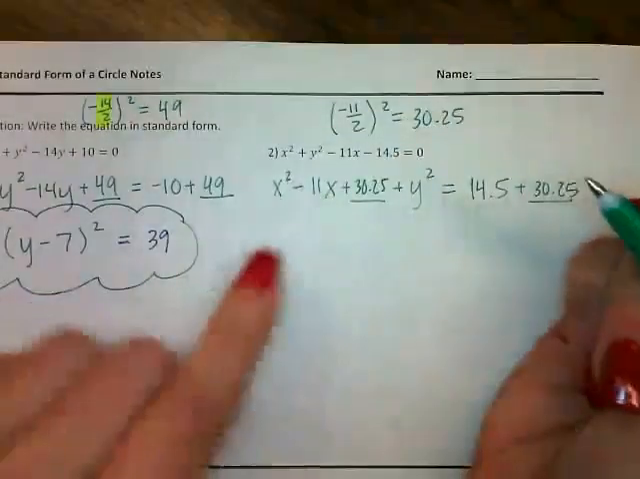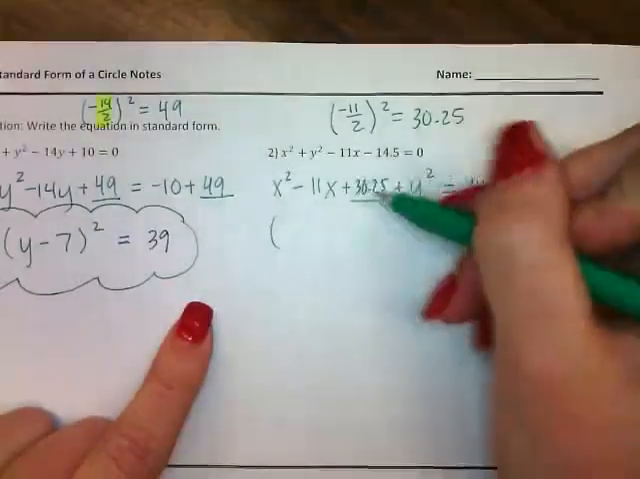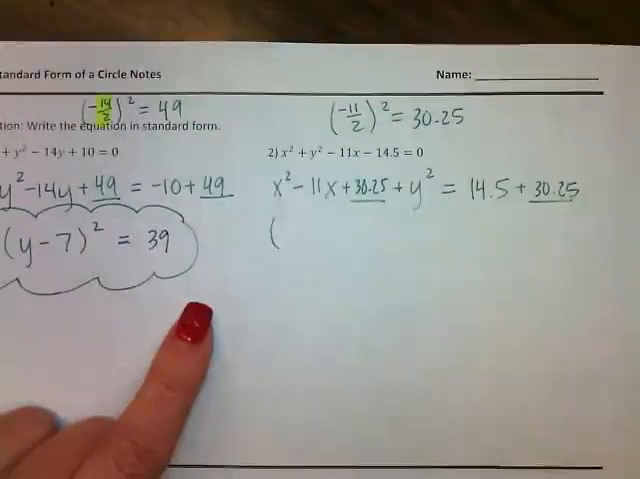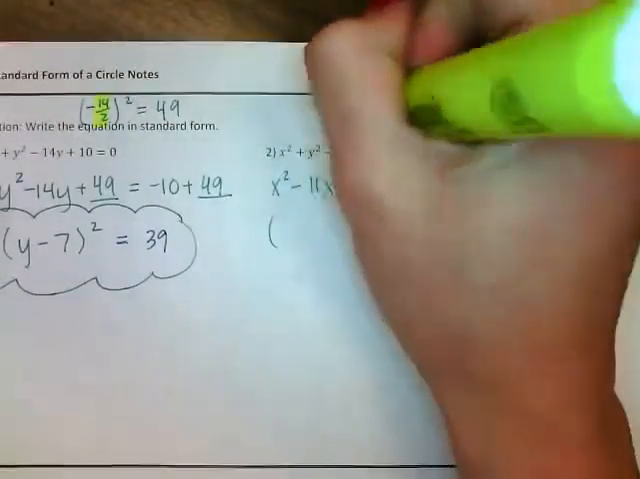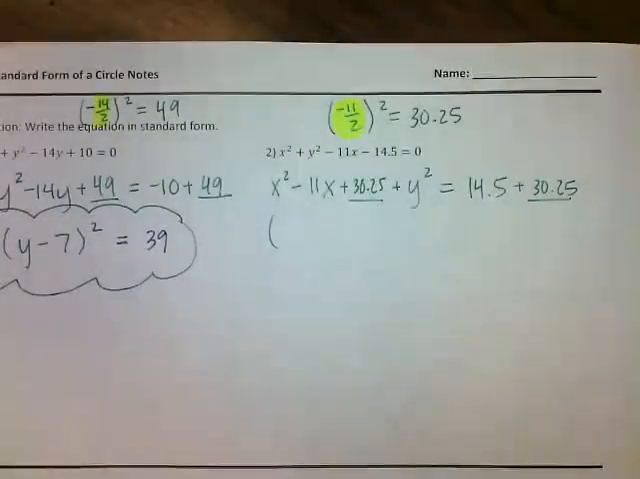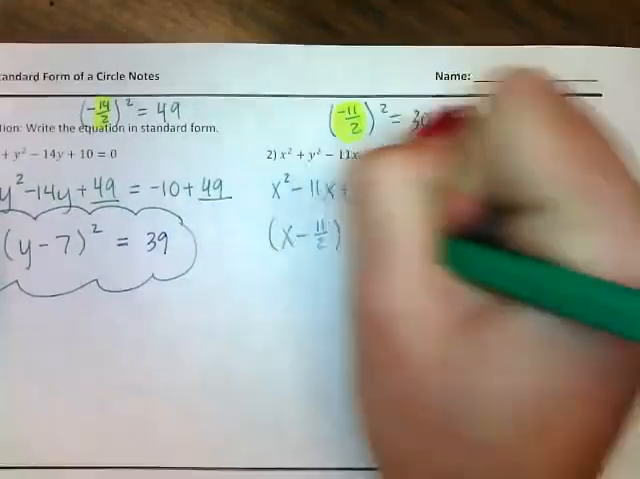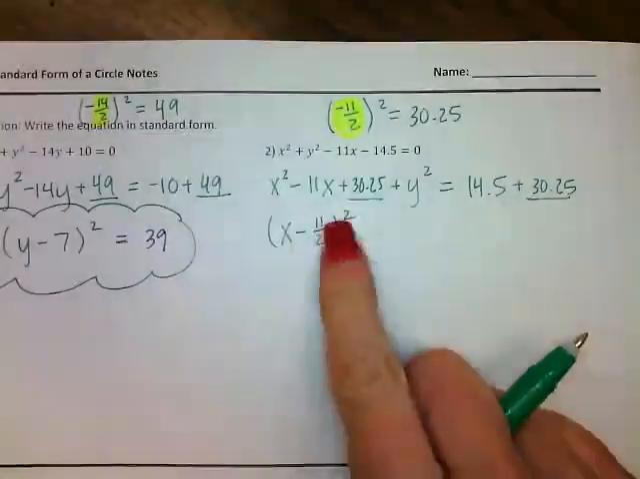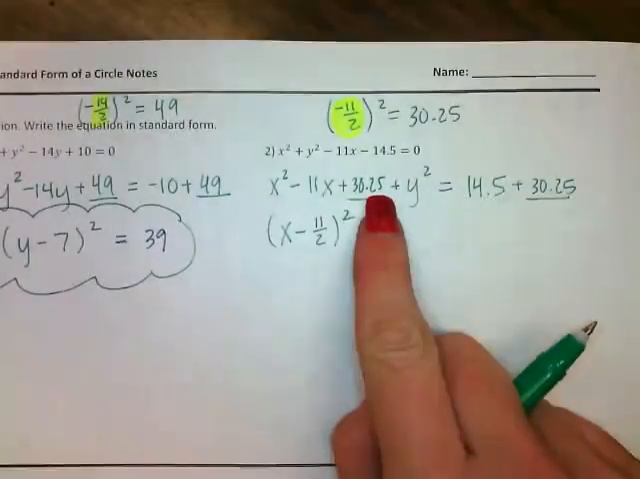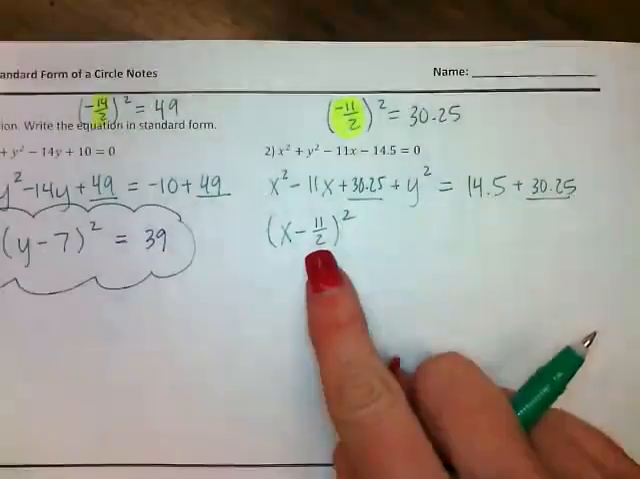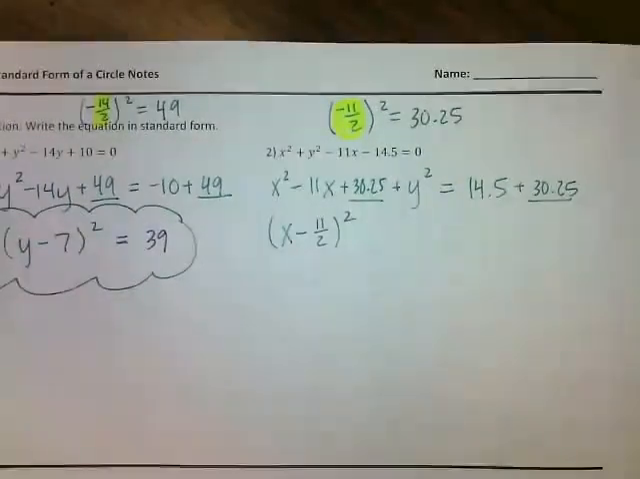And now we're going to factor the x's. It's what multiplies to give me this last number and adds to give me the middle number. Remember the shortcut to figuring this out is just looking at your b divided by 2. Negative 11 halves times negative 11 halves gives you positive 30.25. Negative 11 halves plus negative 11 halves gives you negative 11. You can use your calculator to double check.